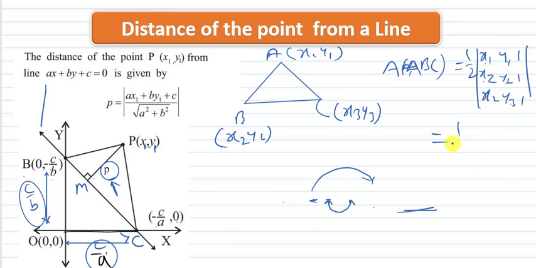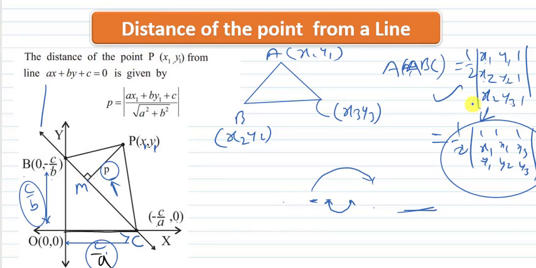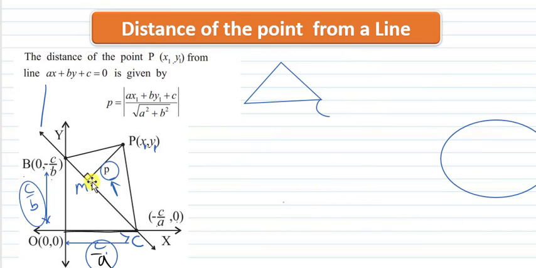This is the standard formula, but you can also write 1, 1, 1, x1, y1, x2, y2, x3, y3. Just I have taken the transpose of it. You can write either way. Here in the book they have used it, so in the derivation you will find this. You can also write this. So just apply this formula in our figure also.